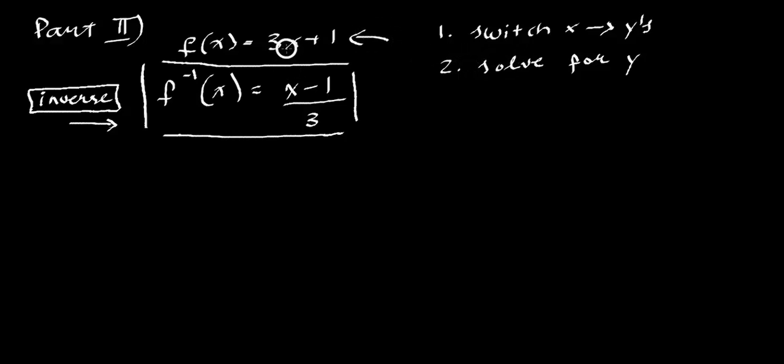And we found that 3x plus 1 passes the vertical line test, and since it does, it has an inverse. So we found the inverse by switching the x and y's. This is actually a y, and we solved for y. So we isolated y, we made it be all alone, and we got this function right here, x minus 1 over 3.